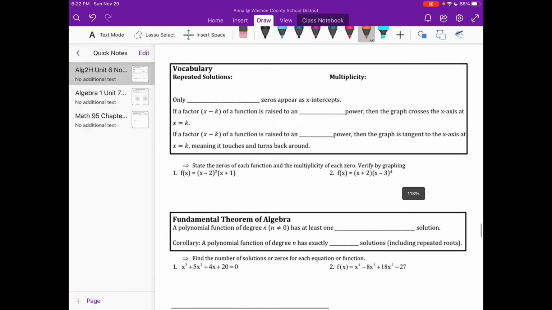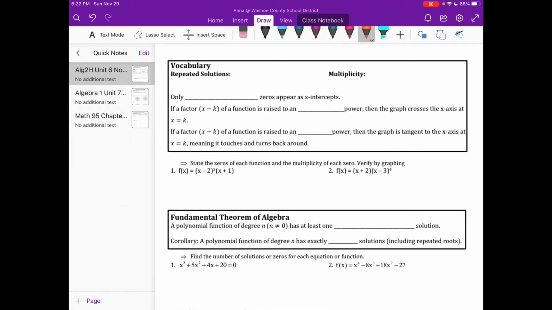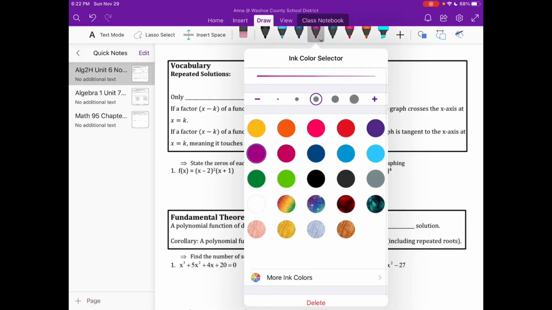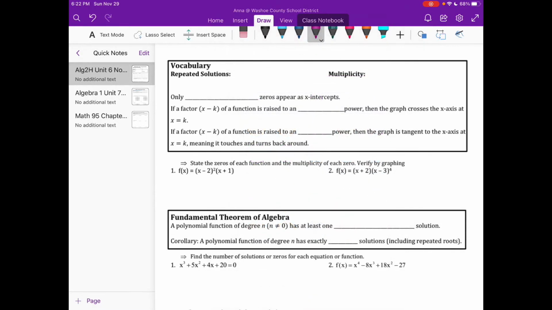All right, so we have a vocab box. We're pretty much doing a lot of the same thing today, just the only new part is this: how many solutions do I have? How many times is it repeated? Because I believe we've already kind of talked about how many solutions we would have. Or no, maybe that's later. Never mind, we're going to talk about that today. But we're going to talk about repeated solutions.